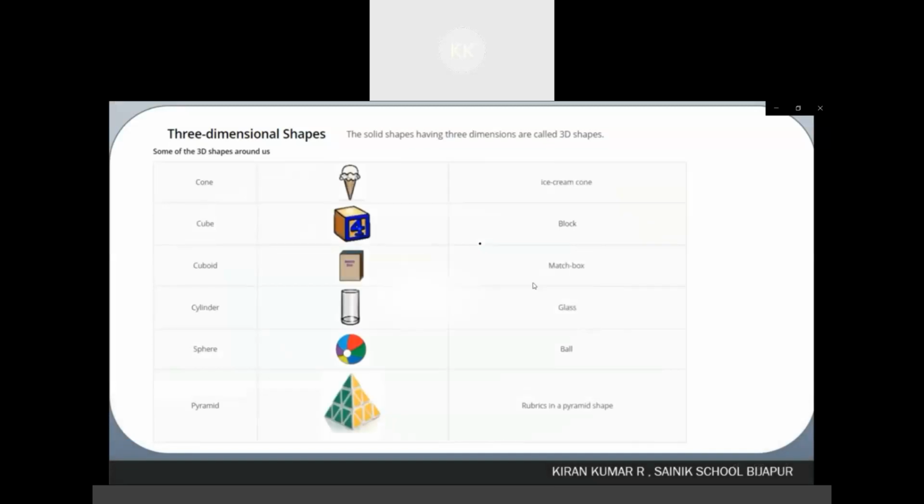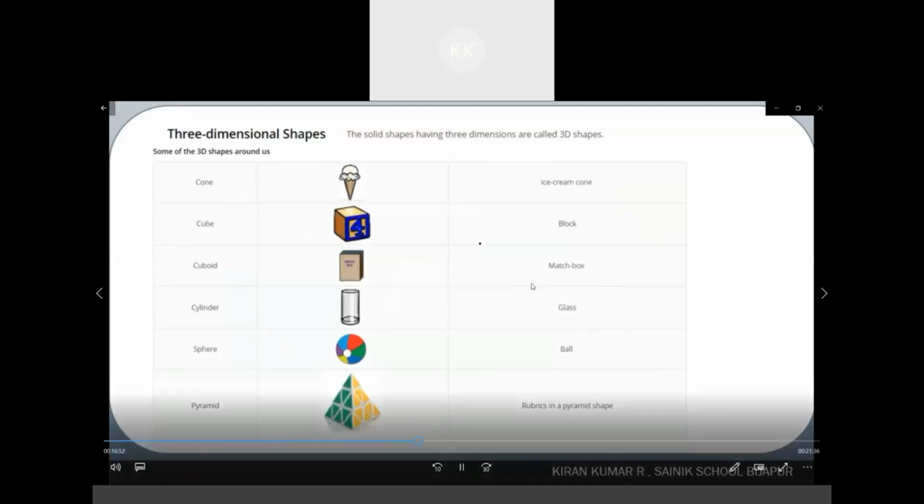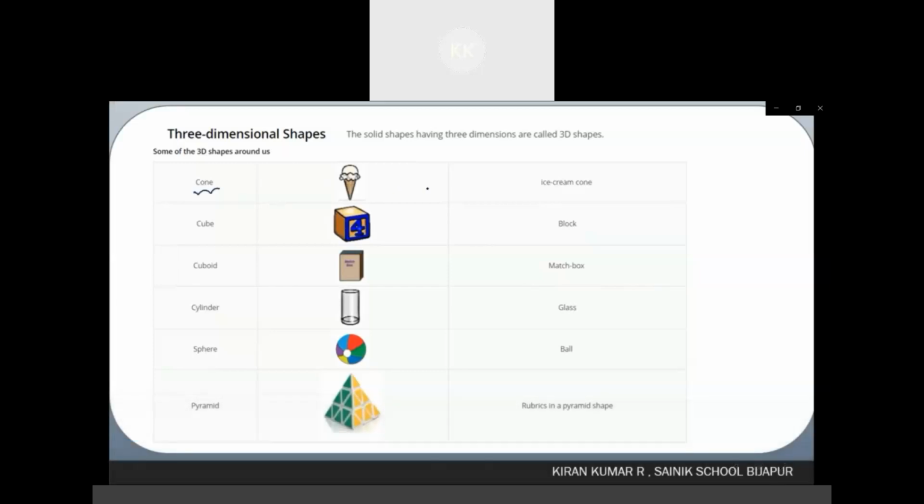Next we have three-dimensional shapes. Three-dimensional shape figures are also called solid shapes or solid figures. They are having length, breadth and height. Like cone, it is a three-dimensional figure. One of the examples is an ice cream cone.